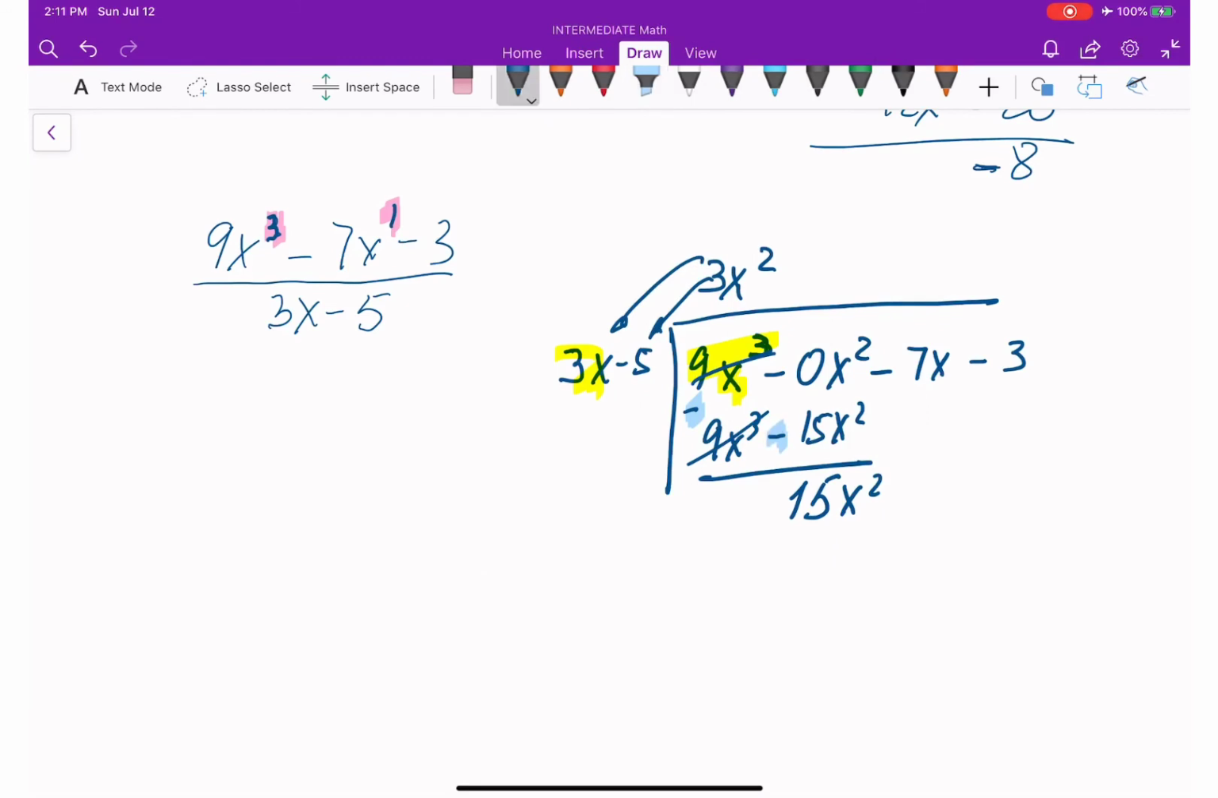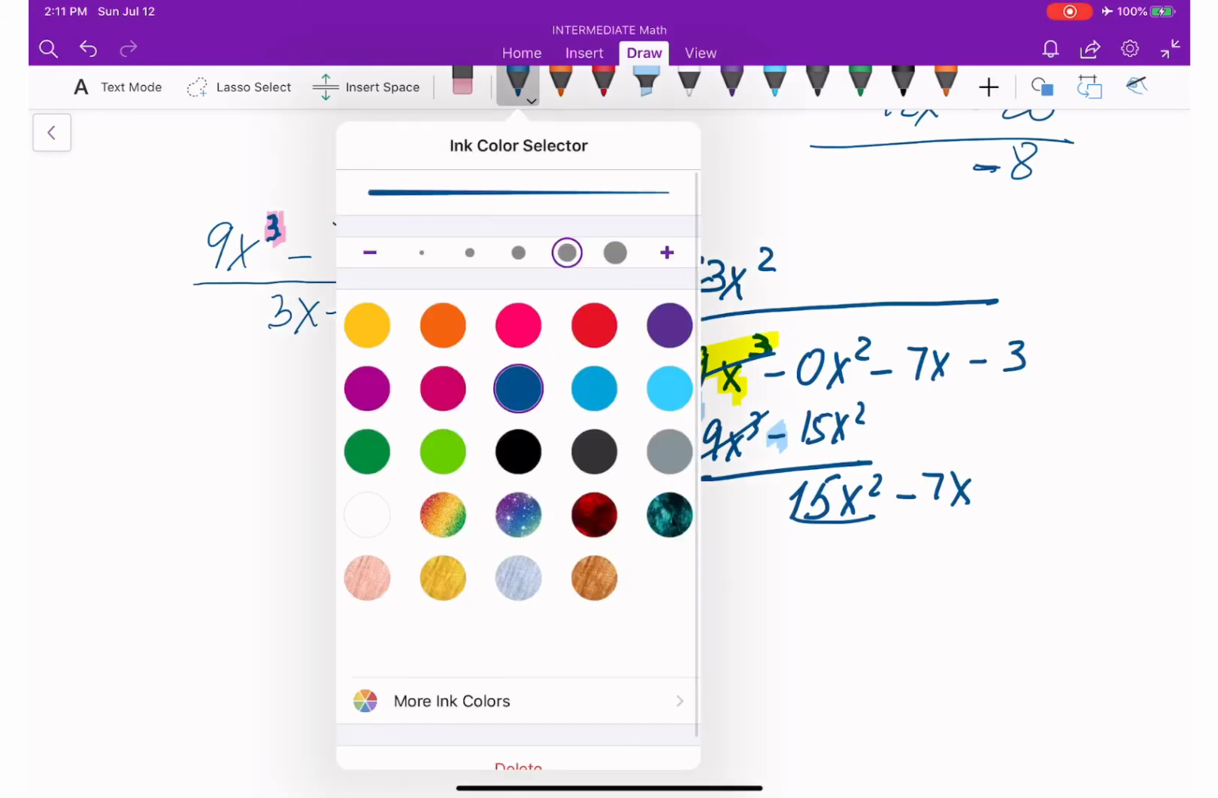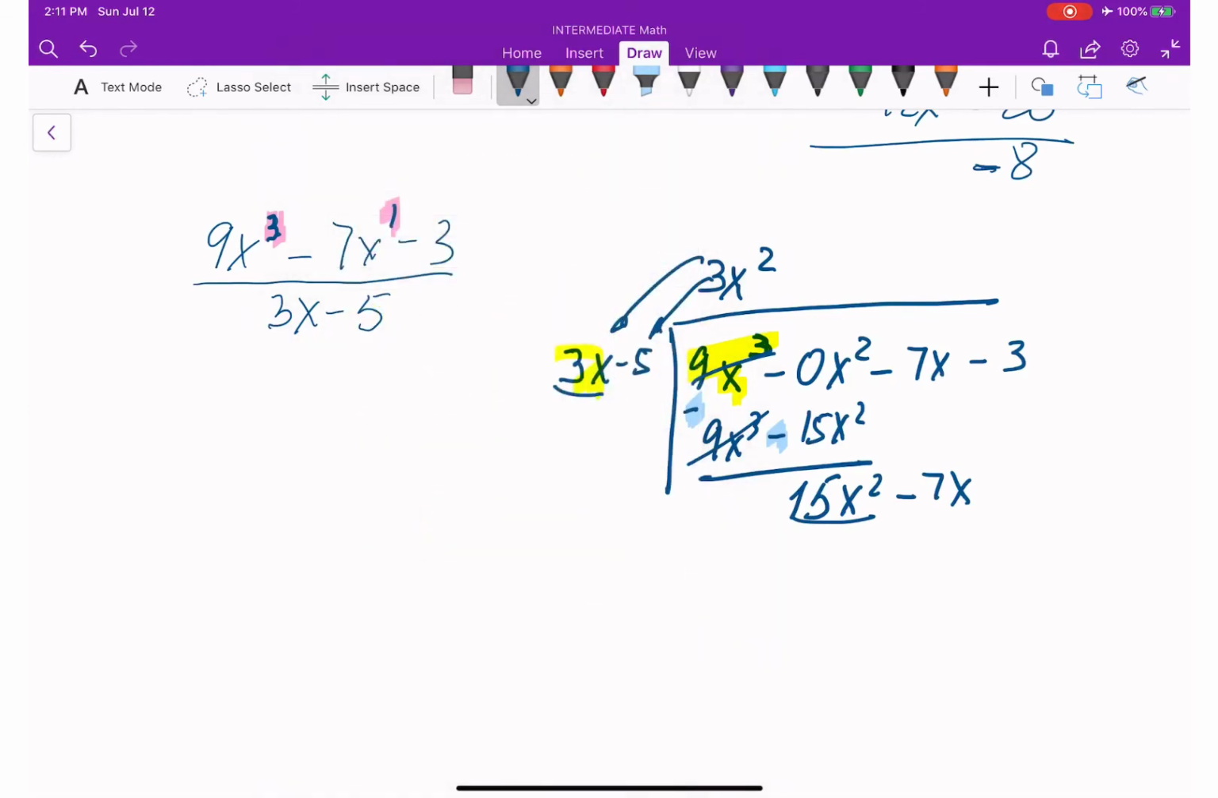All right. Minus 7x. Okay, let's divide. 15x squared divided by 3x is going to be 5x. So 5x times 3x is 15x squared. 5x times negative 5 is negative 25x. Subtracting, this is gone. So negative 7 minus negative 25, we'll get negative 7 plus 25. It's going to be positive 18x.